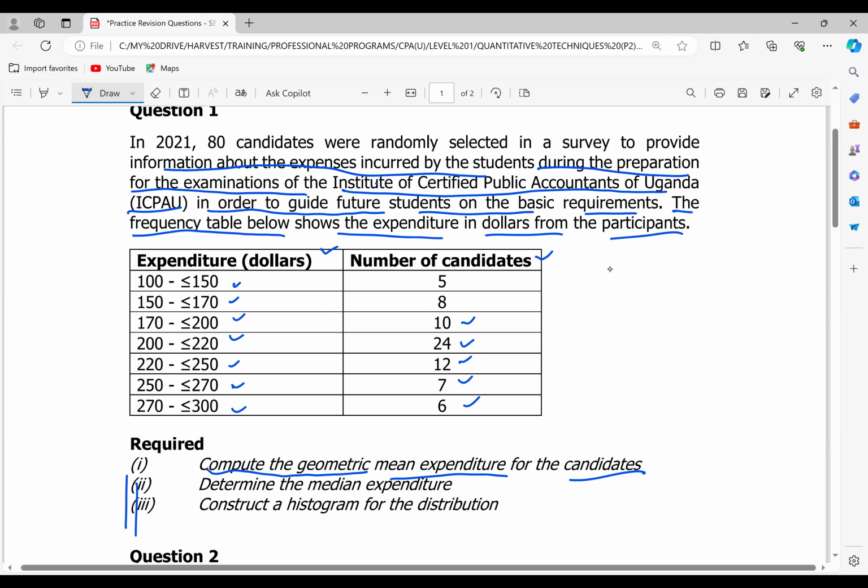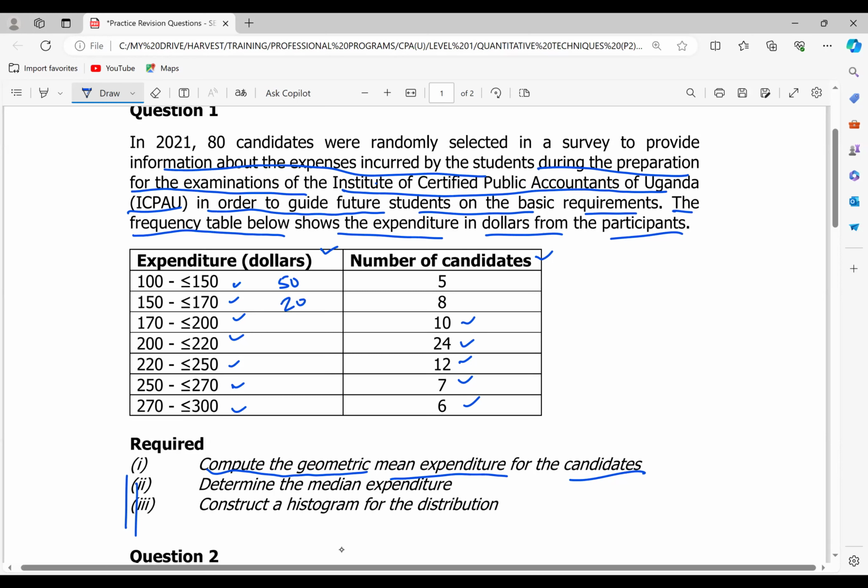There is something that is typical here when it comes to the class limits. When you look at the class limits, this is 100 to 150, which is a width of about how much? That's a difference of 50. Then we have 150 to 170. That is a width of how much?